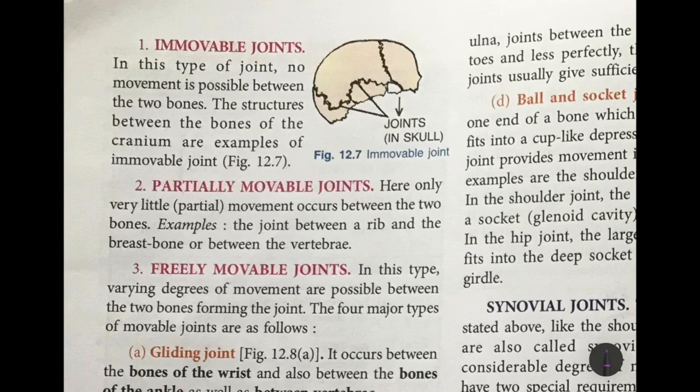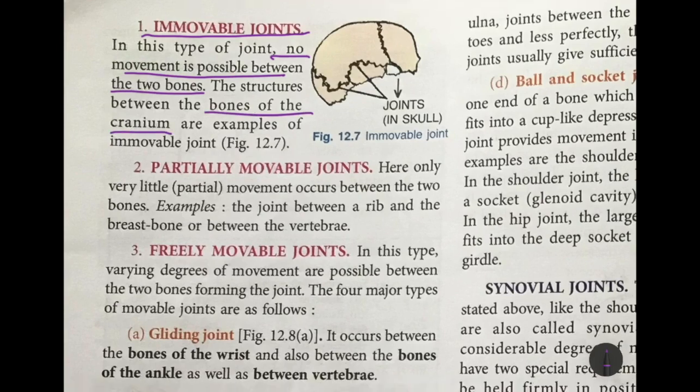There are three types of joints in our body: immovable, partially movable, and freely movable. I had already talked about immovable joints when I did the skull. You find the joint in the skull, in the cranium. Here no movement is possible between the two bones. They are permanently fixed, and the example is the bones of the cranium.